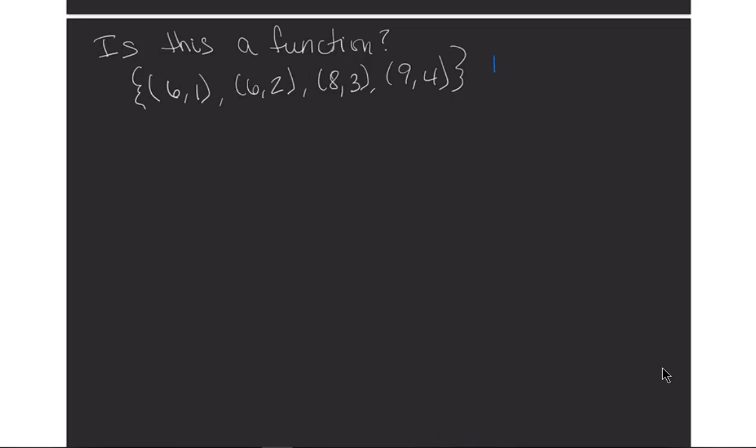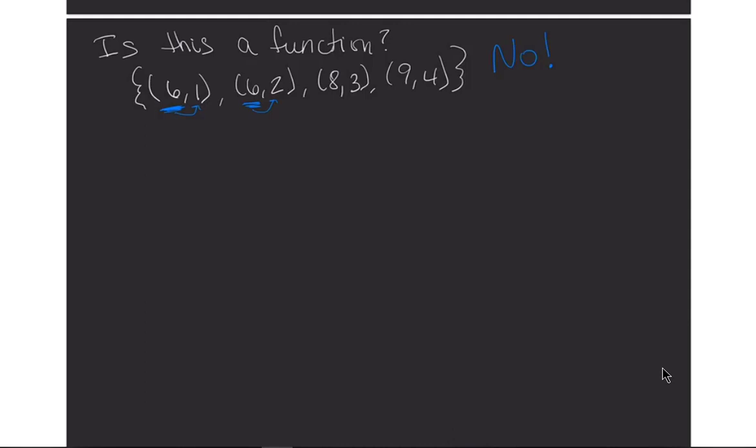And why not? Because for a 6, we have a value of 1. And for this 6, we have a value of 2, right? So it's not 1 to 1. Because the definition was for every x value, there was only one y value. And for 6, how many y values do we have? We have 2 of them, right? So our x's are repeating, so it can't be a function.